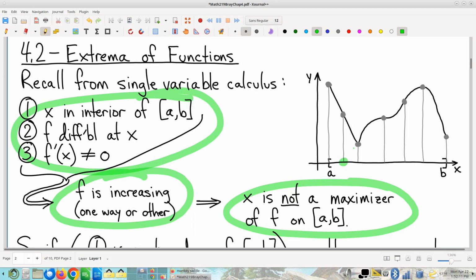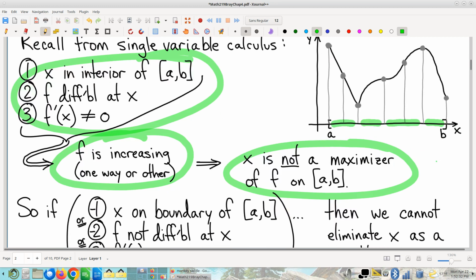Obviously not the maximizer. Okay, so here's the good news. This actually eliminates the great majority of points in the domain. None of those points could possibly be the maximizer that we're looking for.